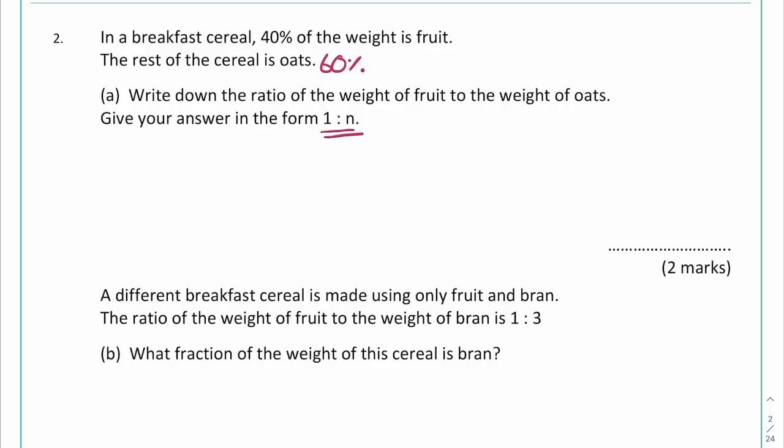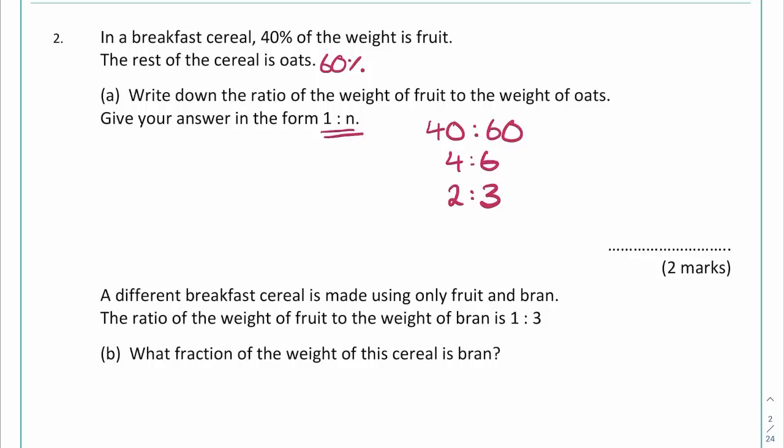So let's first write down that ratio as a percentage. So the ratio of the weight of the fruit, it tells us that 40% was fruit, so that'd be 40% to 60%. Now we can simplify that ratio as far as we can to start with. They both divide by 10, or you could divide them both potentially by 20 or something else, but let's divide them both by 10, so that'd be 4 to 6. They both divide by 2, so that'd be 2 to 3.